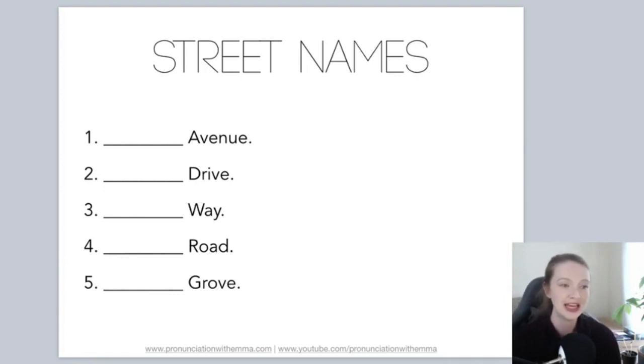Number 4. Keynes Road. K-E-Y-N-E-S. Keynes Road. K-E-Y-N-E-S. Number 5. Hallfield Grove. H-A-L-L-F-I-E-L-D. Hallfield Grove. H-A-L-L-F-I-E-L-D.